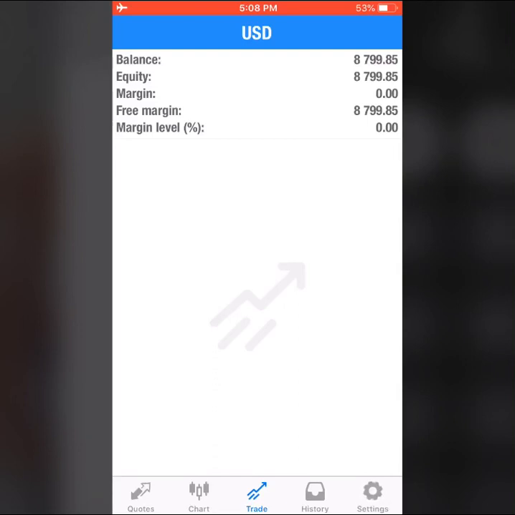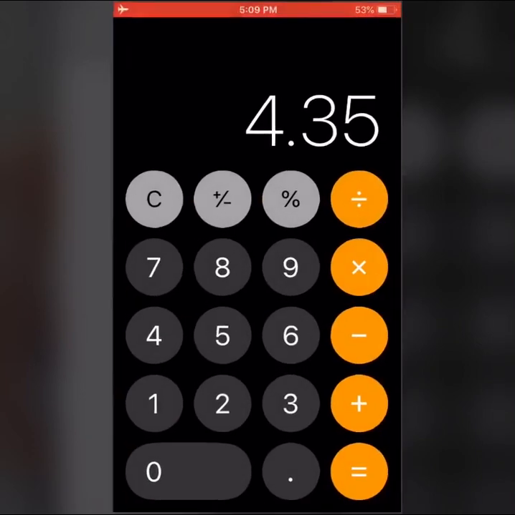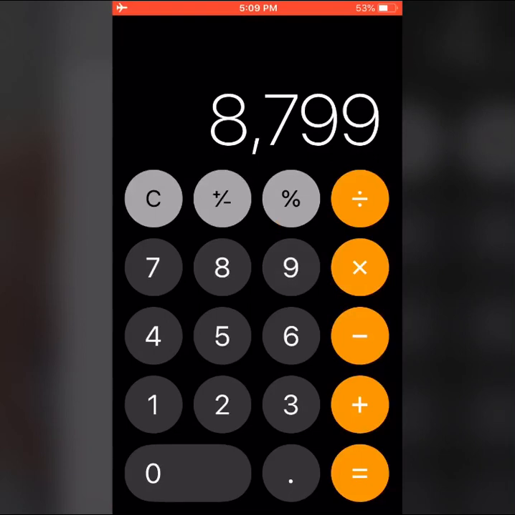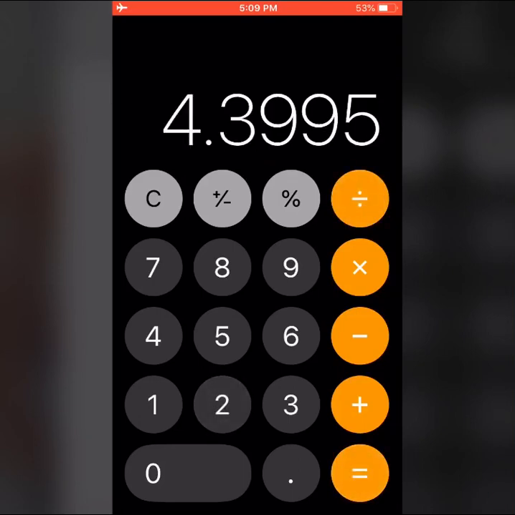Let me give you a real example of that. Let's go to the calculator. So I do 87.99 divided by 1,000. Then I divide it again by 2. 4.39. So in other words, this is the maximum lot size that I should use in a trade, at a leverage of 500 to 1, about $4.39 per pip. So every pip movement, I'll make or lose $4.39.